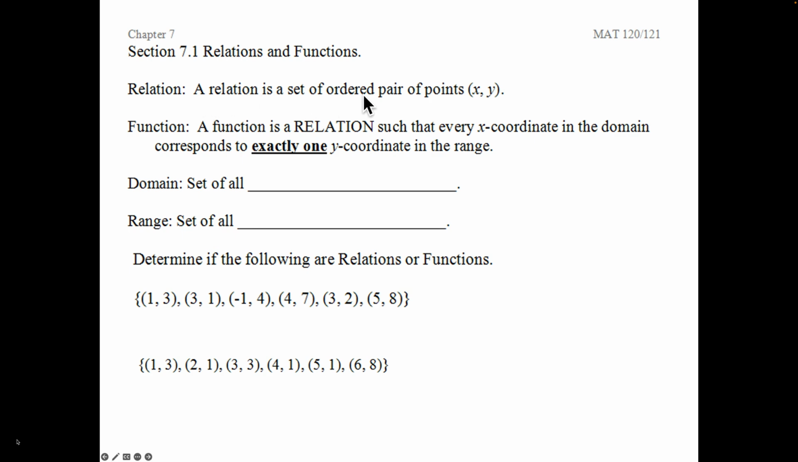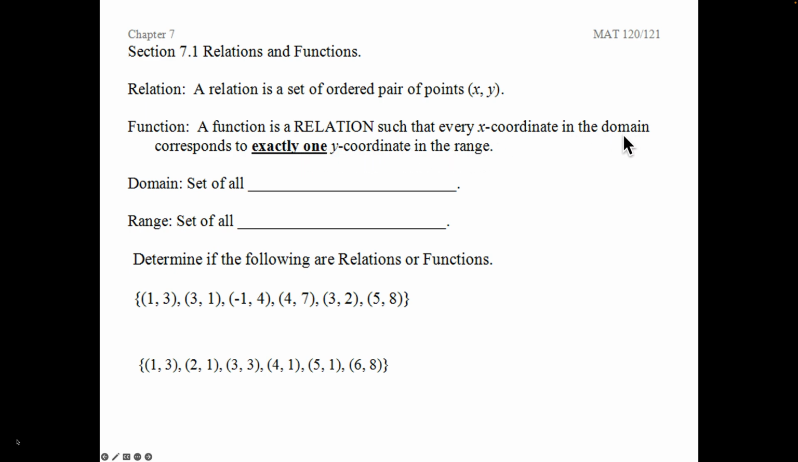A relation is a set of ordered pair of points x comma y. So these are points that we plot on the xy coordinate plane. Every x has to have a y and every y has to have an x. What we want to do is see, can we take this relation and upgrade it to a function? So a function is going to be an ordered pair of points, a relation, such that, here comes the restriction, every x coordinate in the domain corresponds to exactly one y coordinate in the range.